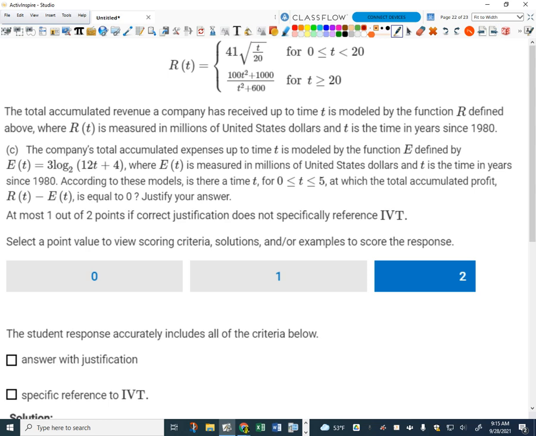So in this case, we've got this function. We just want to show that r of t minus e of t is positive at one endpoint and negative at the other. And as long as the function is continuous on that interval, then it has to have a 0 value somewhere, right? That's what we're saying by the IVT.